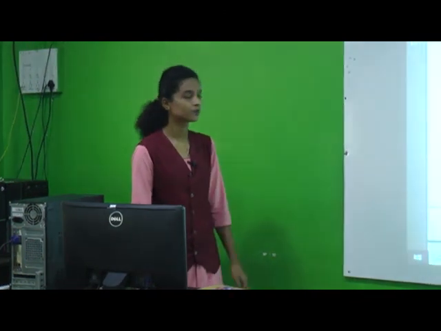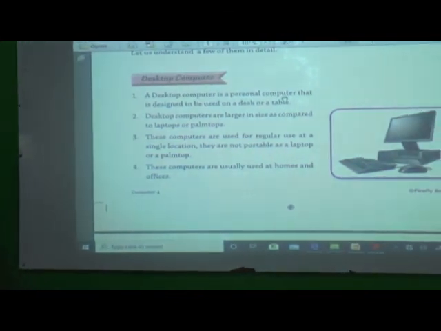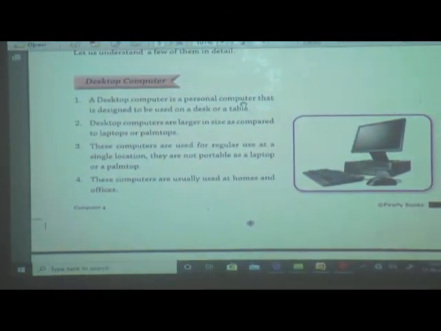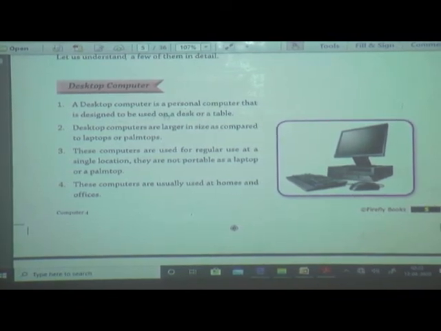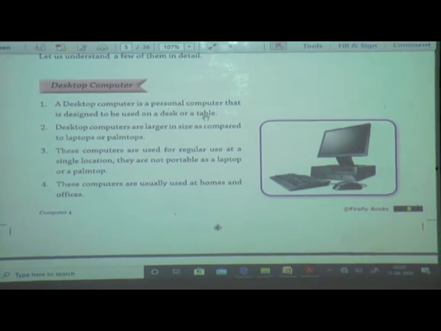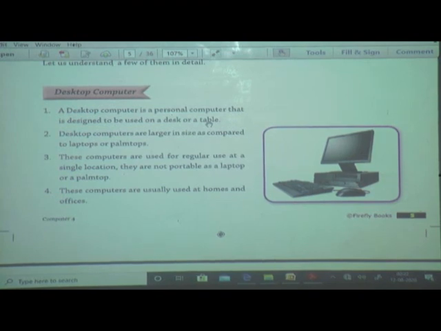These parts together are called the desktop computer. A desktop computer is a personal computer that is designed to be used on a desk or a table. Now only you saw, you saw, na? Where is this computer? It is on the table. Desktop computer is designed to be used on the desk or the table.